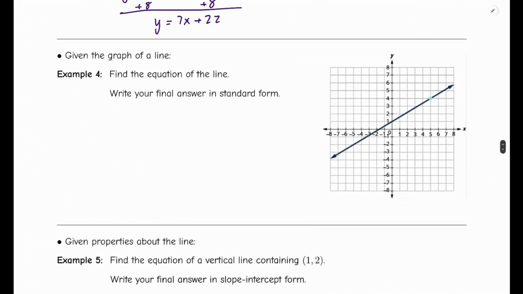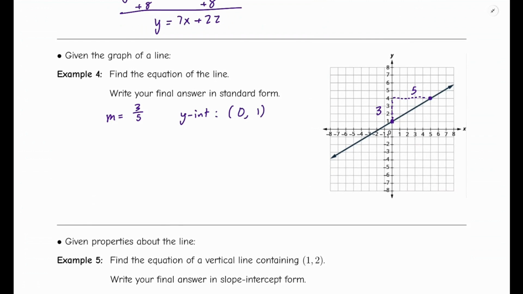Next part, given the graph of a line, find the equation of the line, write your answer in standard form. Like here, I'm just going to use the fact that I see my y-intercept and I'm given a second point. I'm going up 1, 2, 3 over 1, 2, 3, 4, 5. So m is equal to 3 over 5, and my y-intercept is 0, 1.